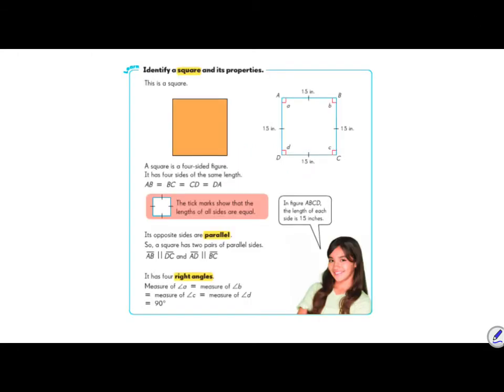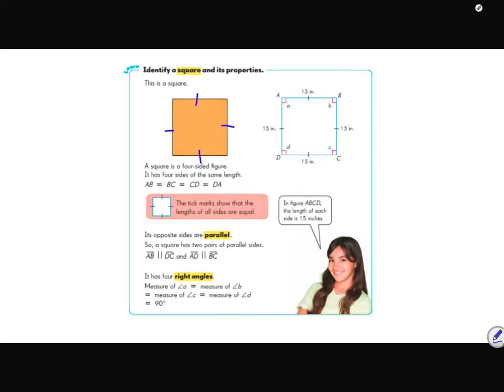Now that was our background knowledge. Now we're going to get started into chapter 11. So again, we've talked about this, but just to reiterate, this is a square. It has 4 sides. All 4 sides are the same length, so I could put a little dash here to show that. And it's saying here that for this square, AB is the same as BC, which is the same as CD, which is the same as DA. And it says that they're all 15 inches. Then it says that the tick marks show that the lengths are all equal, which we already talked about. Again, opposite sides are parallel.